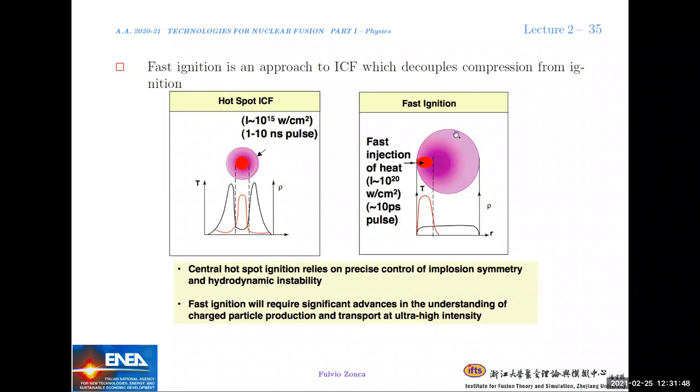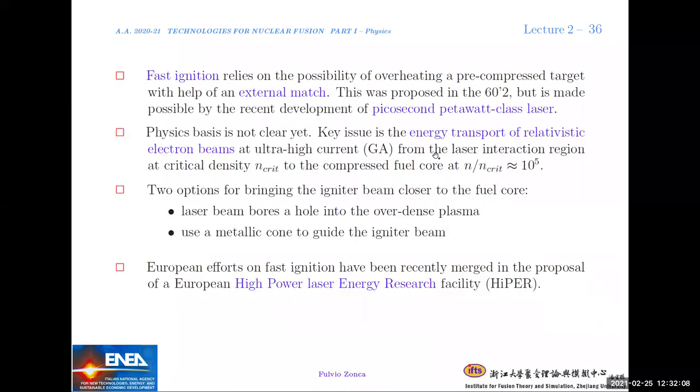So if you can do that, you immediately see that rather than trying to compress the fuel, you can try to ignite only one little part of the target itself, and by this then let the ignition propagate throughout the target. So essentially, fast ignition and hotspot ignition rely on the development of picosecond petawatt class lasers. These concepts were proposed a long time ago, but were not by any means possible. They were really thought to be science fiction.